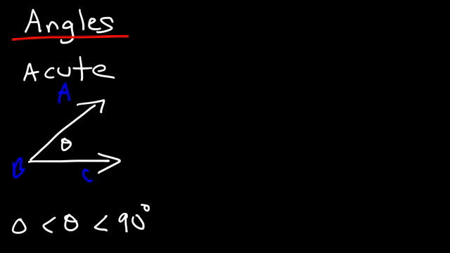And if you notice, an angle is formed by the union of two rays. So here we have ray BA and ray BC. And so this forms at the vertex, creating an angle.